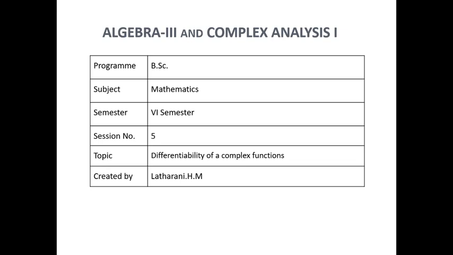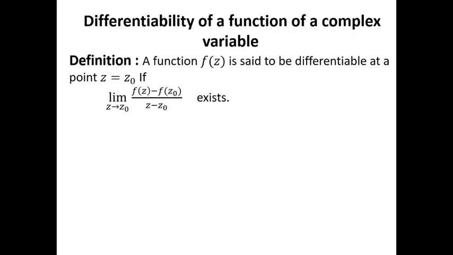In this session, we discuss differentiability of a complex function. Definition: a function f(z) is said to be differentiable at a point z = z0 if the limit as z tends to z0 of [f(z) minus f(z0)] divided by [z minus z0] exists.